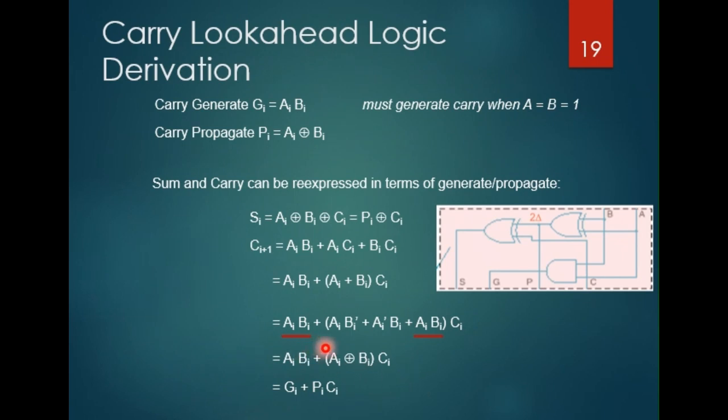Okay, so this red line is just to show that A or B can be expanded to A B bar, or A bar B, or A and B. And this AB here can be absorbed into just AB. That's why the remaining A B bar or A bar B will be written as A XOR B.